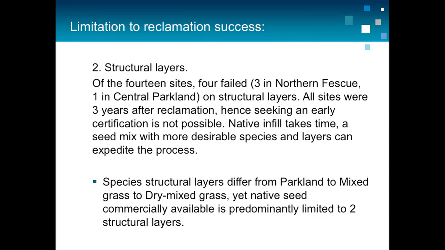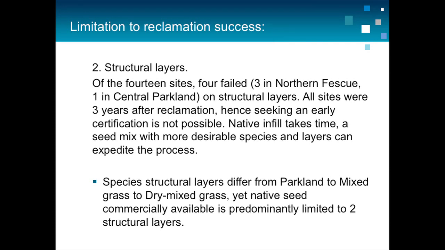The other limitation we found was the structural layers. Structural layers are important to get the different desirable species onto your site, and one way that can happen is through native infill coming in. It should be no more than 15% of your control. But on most of the sites, we have things like fescue and so on.